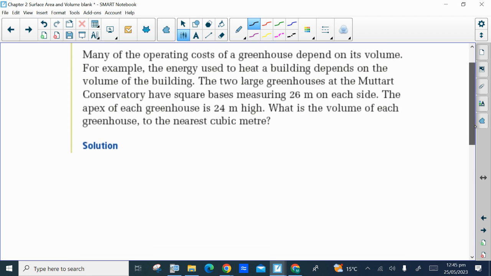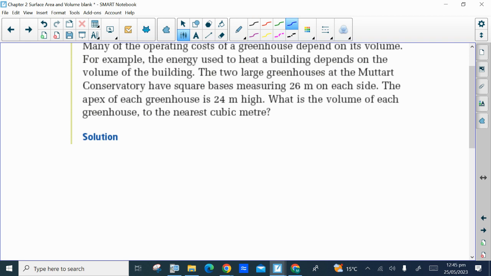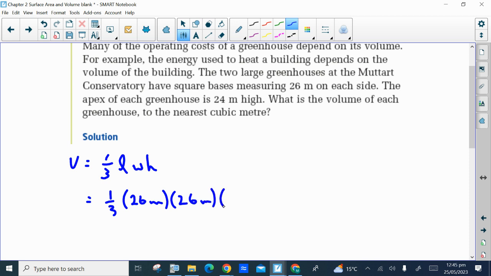So again, this is a pyramid. And if you look on the formula sheet, the volume of a pyramid is, again, 1/3 the volume of a box with the same base and height. It's 1/3. Now again, the formula sheet says 1/3 capital B times H, where capital B is the base. That's length times width times H, the height. So in this case, the base is a square measuring 26 meters on each side. So that's our length and our width. And the apex is 24 meters high. That's our height.